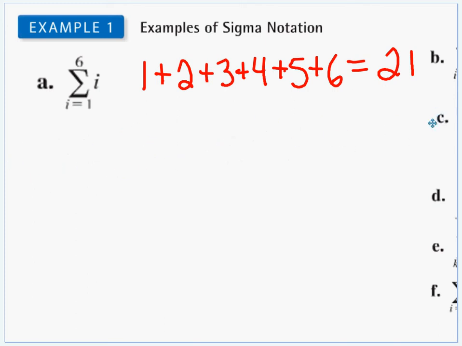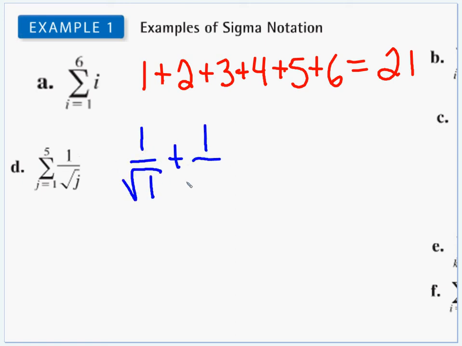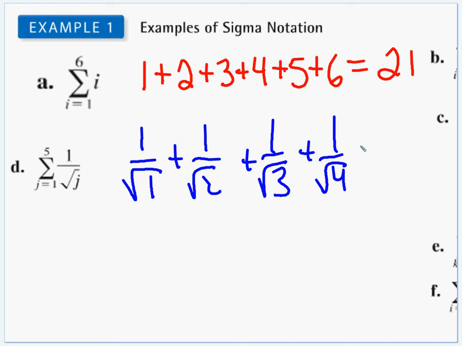Letter D. Now we've got some radicals in there. So we're going to start j as our index from 1 to 5, 1 over root j. So this is going to be 1 over the root of 1 plus 1 over root 2 plus 1 over root 3 plus 1 over root 4 plus 1 over root 5. And there it is. We could punch that in a calculator and get it as a decimal, but I didn't go that far, and neither does the textbook.